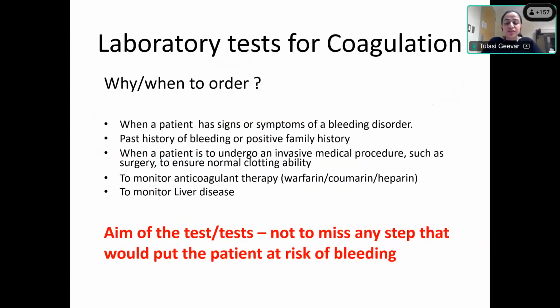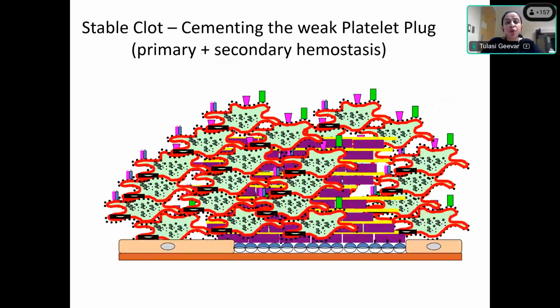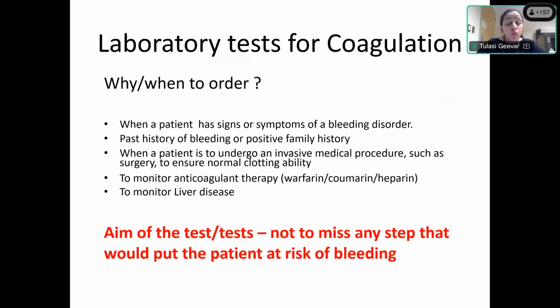So now let's go to the next section, to talk about laboratory tests for coagulation. Why or when do you need to order a laboratory test? When a patient has signs or symptoms of a bleeding disorder, or when there's a past history of bleeding or a positive family history, or when the patient is to undergo an invasive procedure such as surgery to ensure normal clotting ability, or maybe to monitor patients on anticoagulation or to monitor liver disease. Whatever be the reason, the aim of the test should be not to miss any step that should put the patient at risk of bleeding.